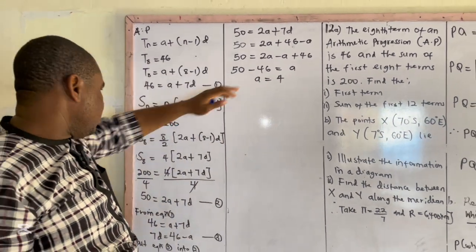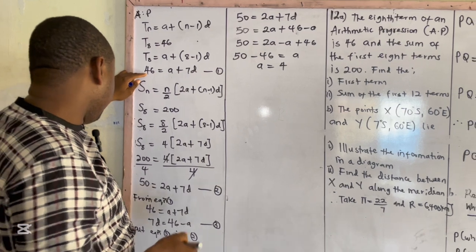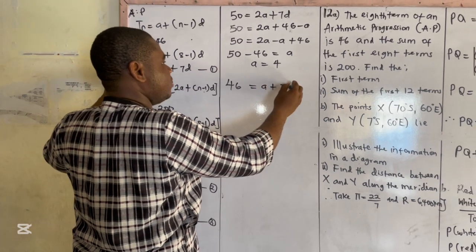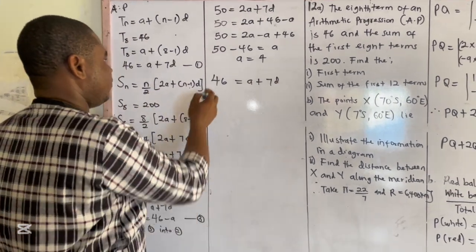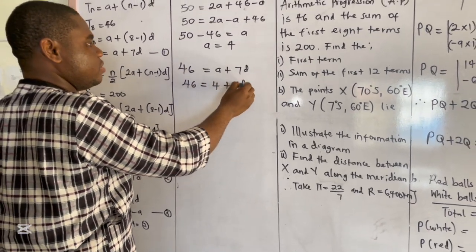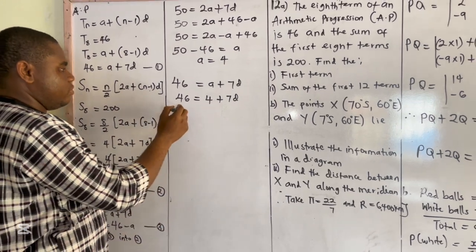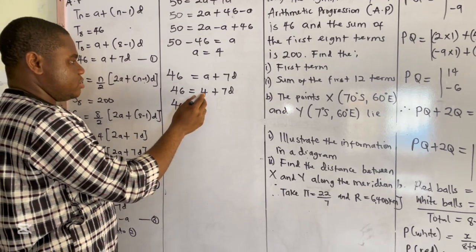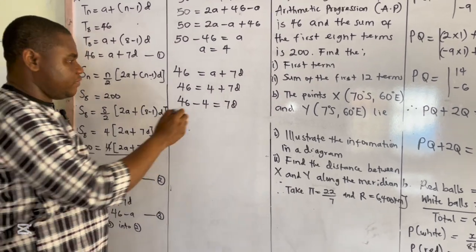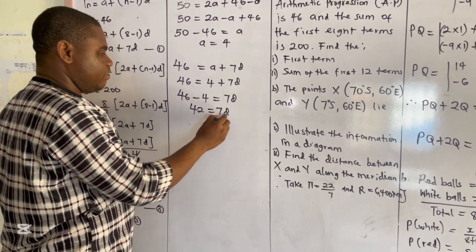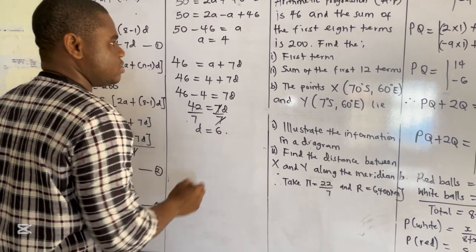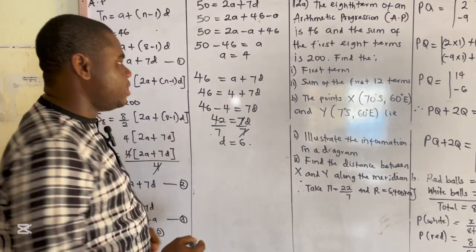So I'm going to substitute a into equation 1. Equation 1 says 46 is equal to a plus 7d. So now I have 46 is equal to 4 plus 7d. So 46 minus 4 is equal to 7d. 46 minus 4 is 42, so 42 is equal to 7d. I divide both sides by 7. So d is equal to 42 divided by 7, which gives us 6. The common difference will help us in the second part of the question.